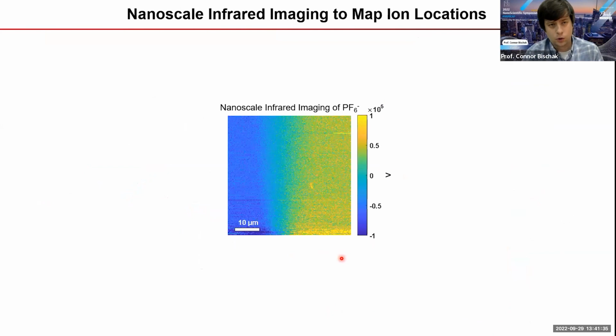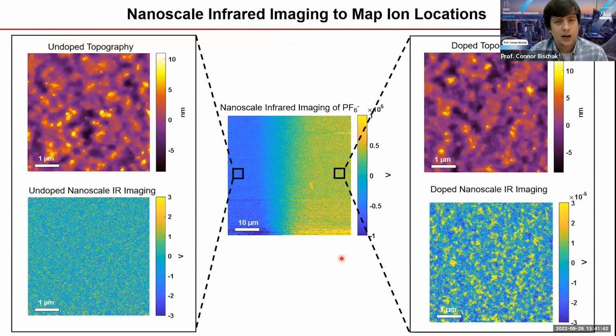And so as a control, we just wanted to look at regions with ions and regions without ions. And so if we zoom in to each side here, you can see on the left, this is an undoped region. The topographies here look almost the same, yet if we look in the IR, we don't really see anything but noise. Whereas if we look where there are ions, we see a lot of ion heterogeneity on the right. And so this was really exciting to see. We didn't really expect there to be that much heterogeneity, but it looks like ions are kind of gathering in some kind of clusters together.